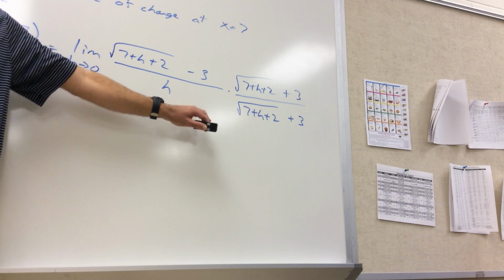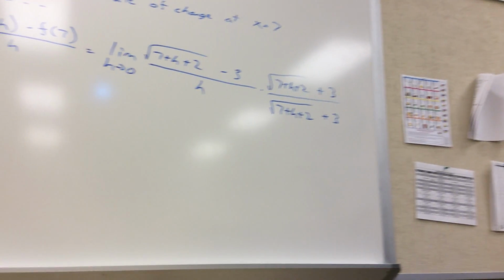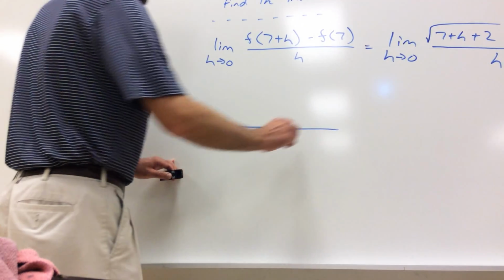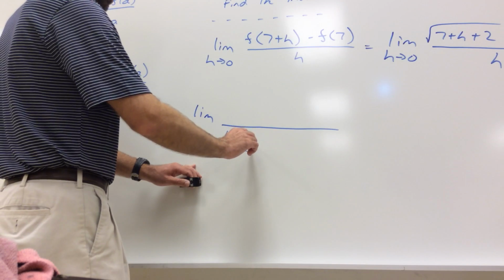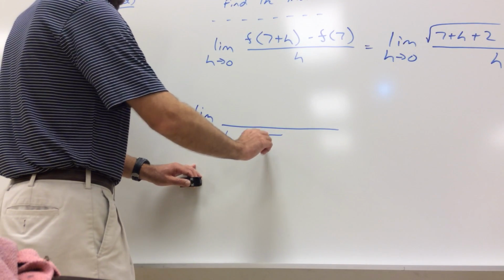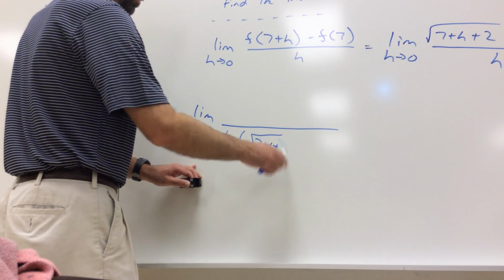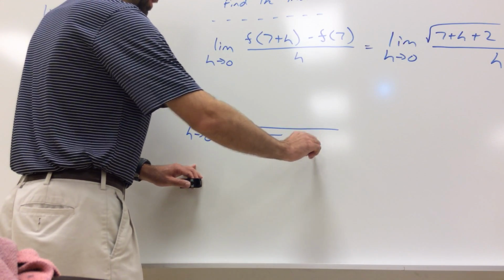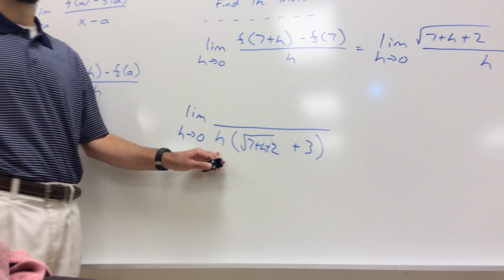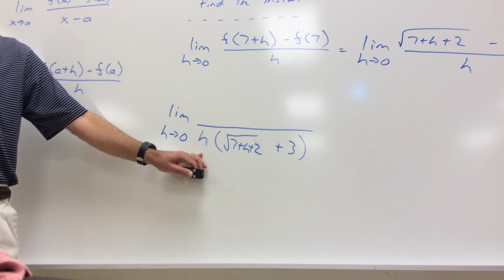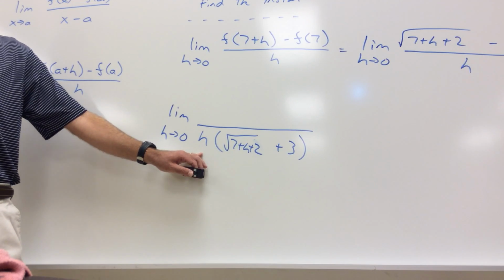Okay, so remember, don't multiply out the bottom. So we're just going to leave the bottom alone. So that's going to say h times (square root of 7 plus h plus 2, and then plus 3). But then you do want to FOIL out the top.